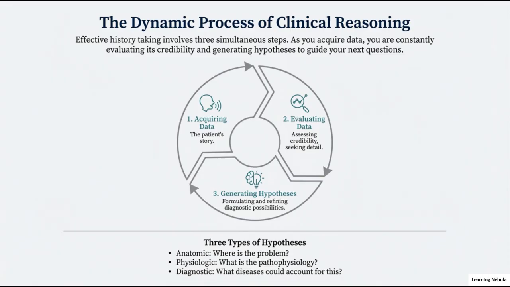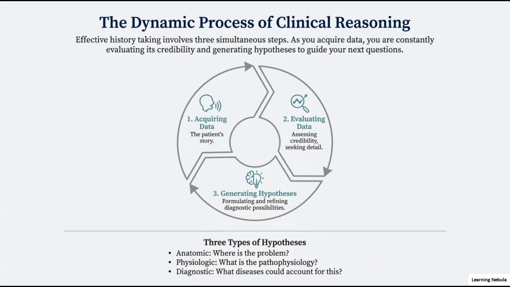And the slide breaks these hypotheses down into 3 types. This is really granular. First, the anatomic hypothesis. Basically, where is the problem? Is it the lung, the chest wall, the heart? You're literally mapping the geography of the body. And the physiologic hypothesis. What is the pathophysiology, which just means what's the mechanism going wrong? Is it inflammation, a blockage, an infection? You're figuring out the how.